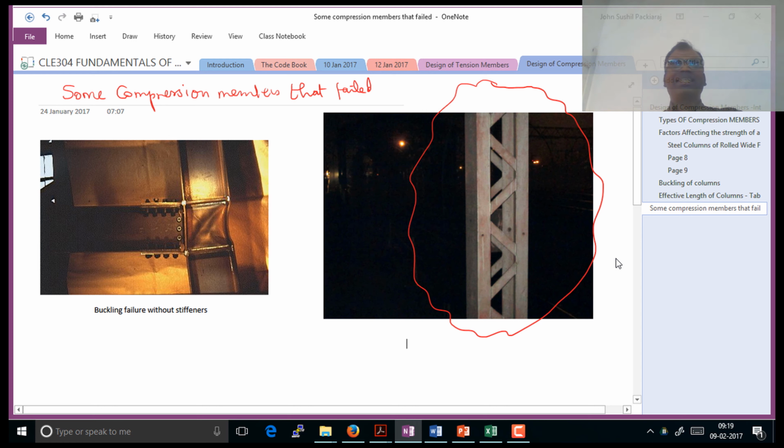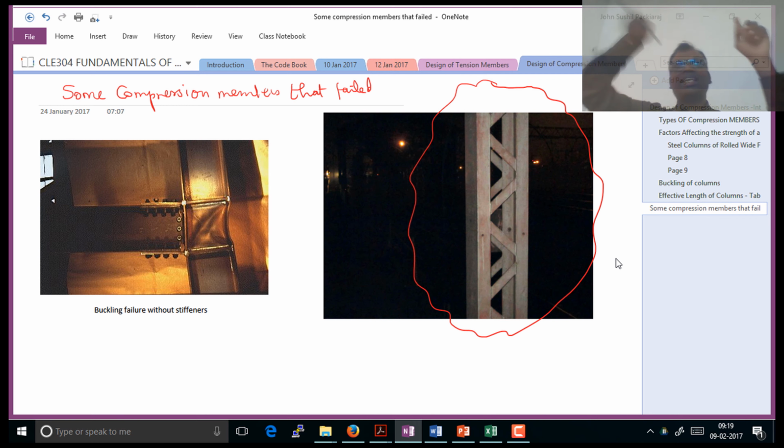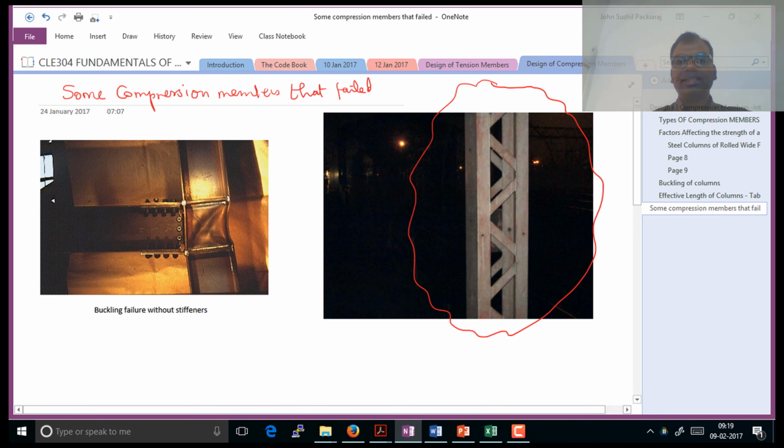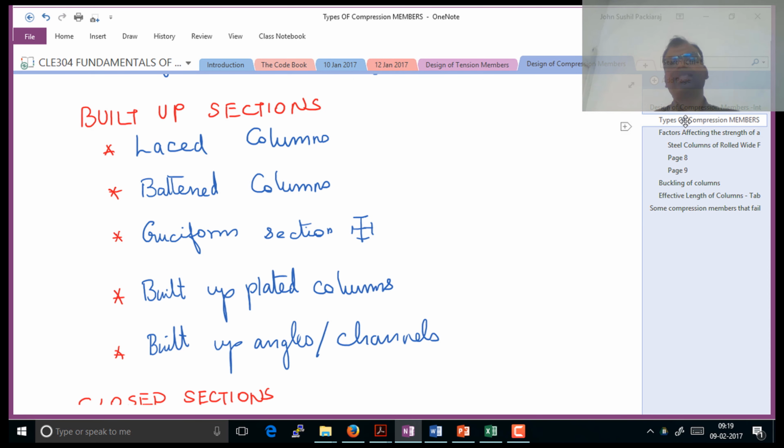If you go by train, the support for that electric traction is by this section. In particular, this is a laced column. This is what we call a laced column. See, there are two channels which are attached together. This is channel number 1, channel number 2, which are connected by flats. Flats is nothing but a flat section, or plates. So this is called a laced section.